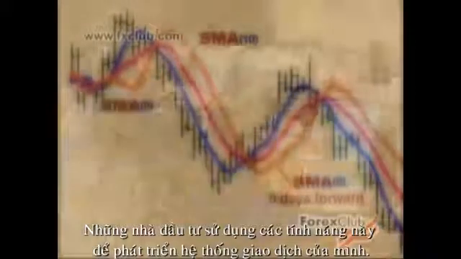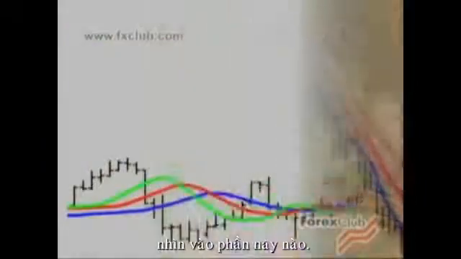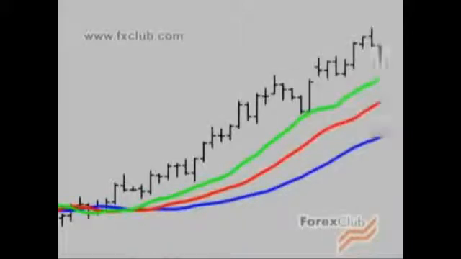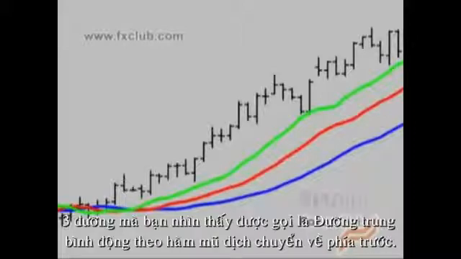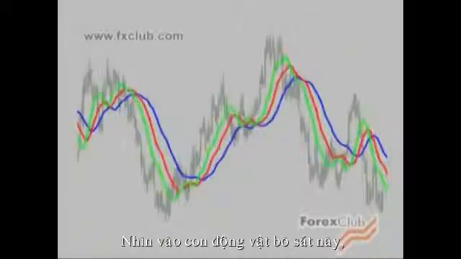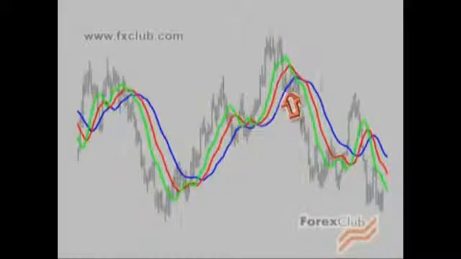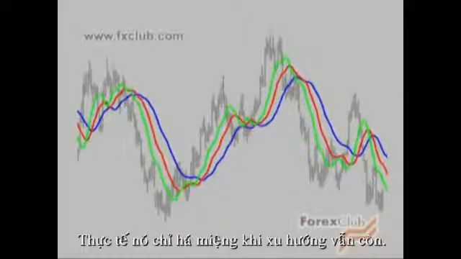Traders make use of this feature when developing their trading systems. For example, Bill Williams developed the indicator he called the alligator. Take a look at this beast. The jaws of the alligator open when a trend begins. The three lines you can see are exponential moving averages shifted forward. Look how this reptile protects our profits with its open mouth. Actually, it only does so while the trend lasts.